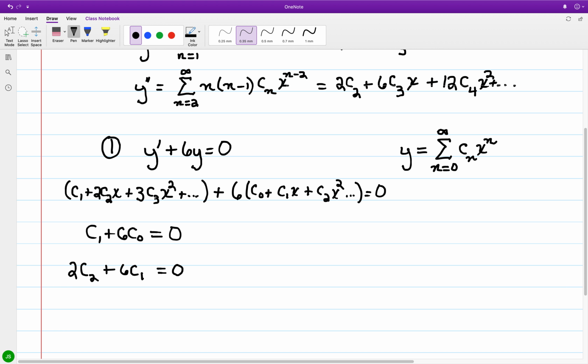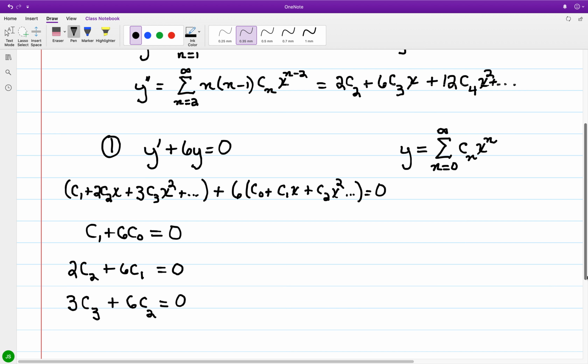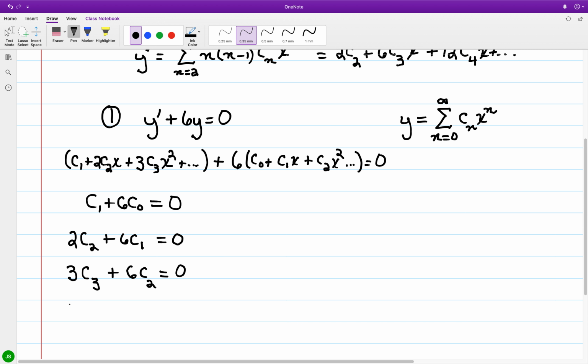And if I line up what I have in x squared, we'll have 3c3 plus 6c2 is equal to 0. If I venture out further, you would have 4c4, in reference to x to the third, and also plus 6c3 x cubed. Again, I'm interested in just the coefficient portions.